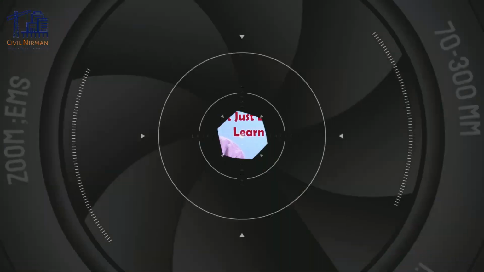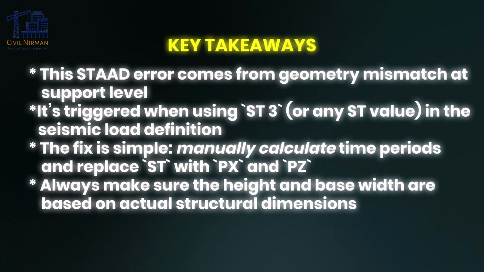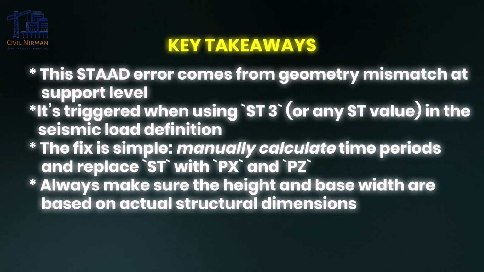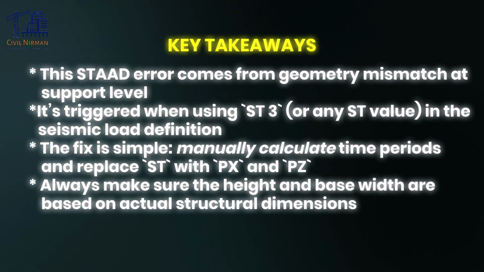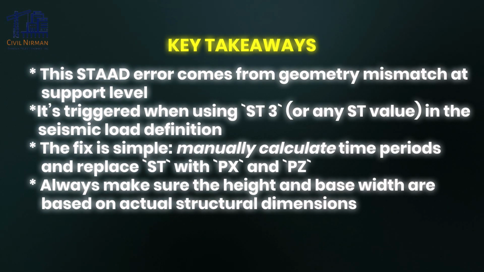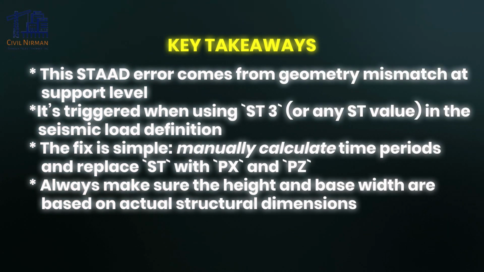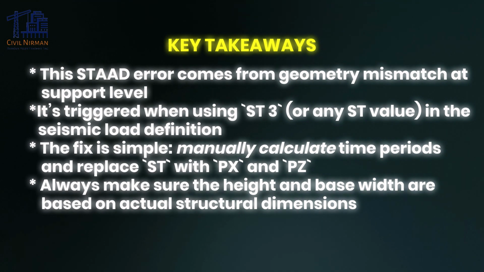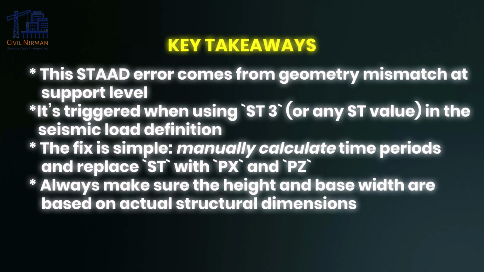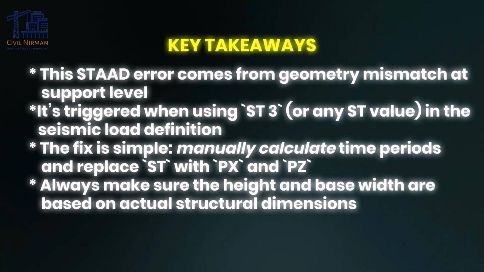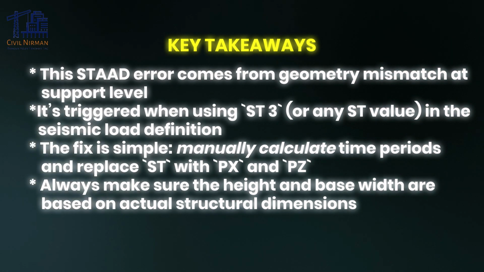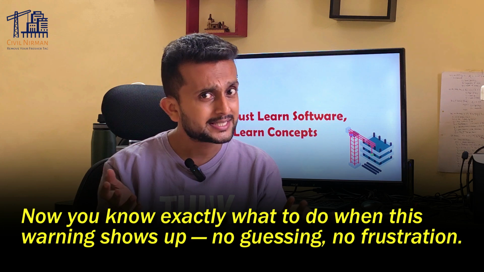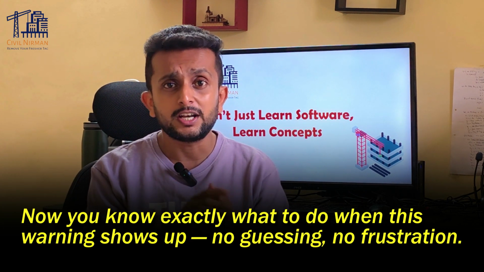So here are the key takeaways. This STAAD error comes from the geometry mismatch at support level. It's triggered when using ST3 or any ST value in the seismic load definition. The fix is simple: manually calculate the time period and replace the ST parameter with PX and PZ. Always make sure that the height and the base width are based on the actual structural dimensions. Now you know exactly what to do when this warning shows up.